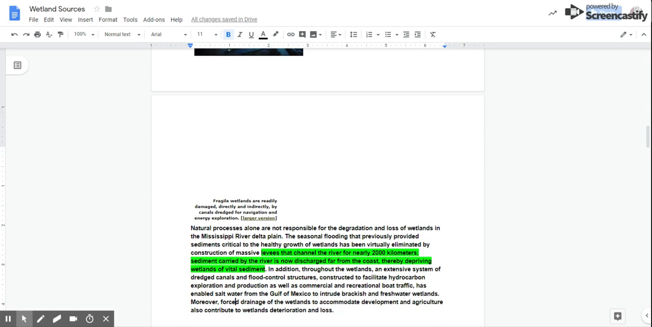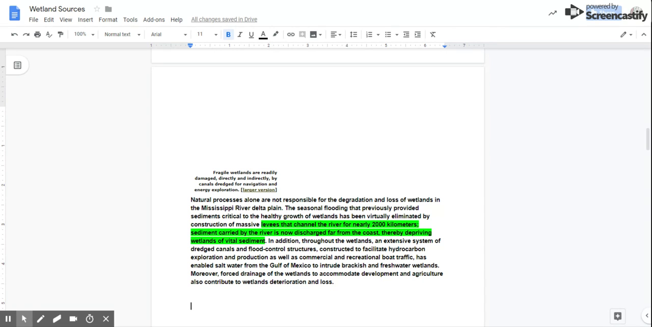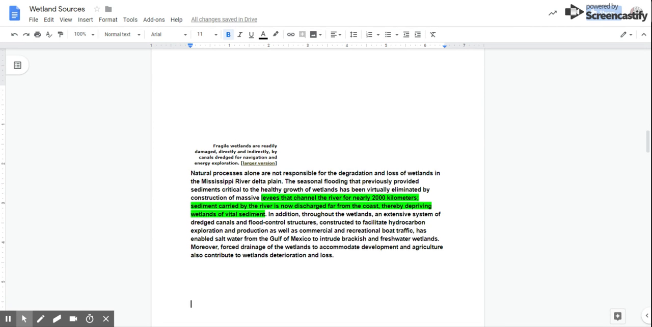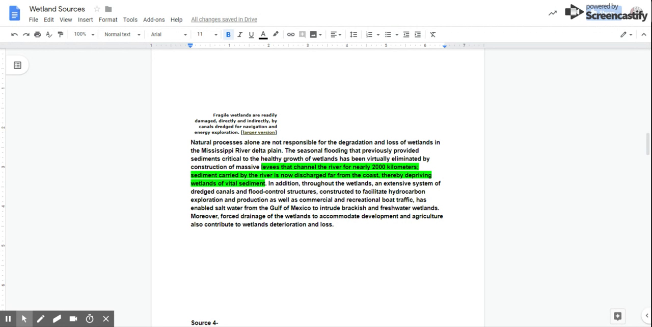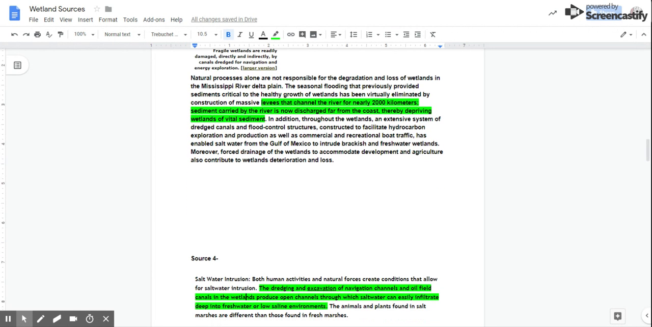Levees that channeled the river for nearly 2,000 kilometers. I have some things highlighted green, so we'll focus on those. Sediment carried by the river is now discharged far from the coast, thereby depriving wetlands of vital sediment. Just watching my time, we're at 3 minutes. We're going to try to keep it under 5. Long story short, the wetlands are not able to get the sediment that it needs, which is the dirt and soil built up from its long travel.